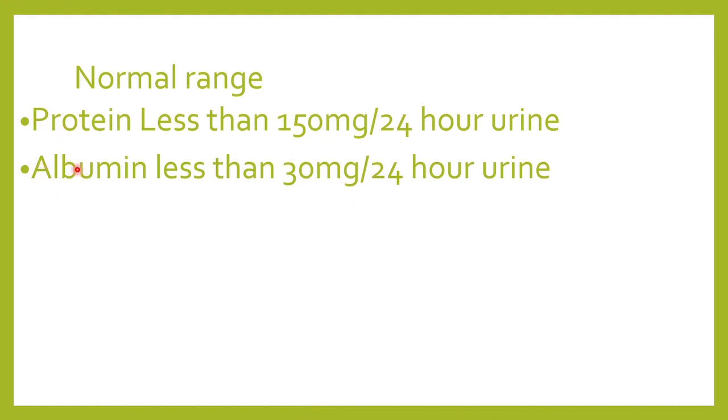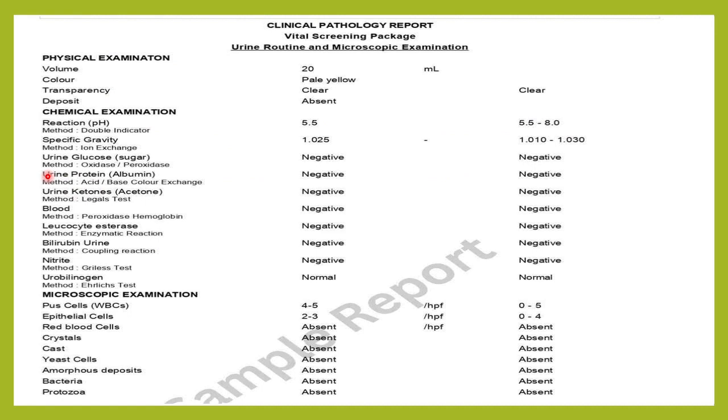Remember, albuminuria is different from proteinuria. When I say proteinuria, it includes albumin also. When I say protein, it is albumin, globulin and the tissue proteins. When I say albuminuria, it is only the albumin which we are calculating. Usually when we see urine protein, that is the albumin which we are trying to find out, and it is negative as in a normal range.